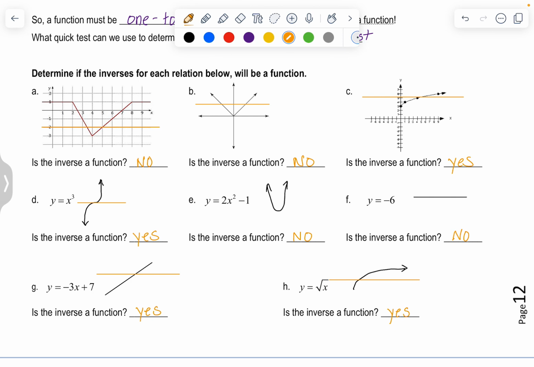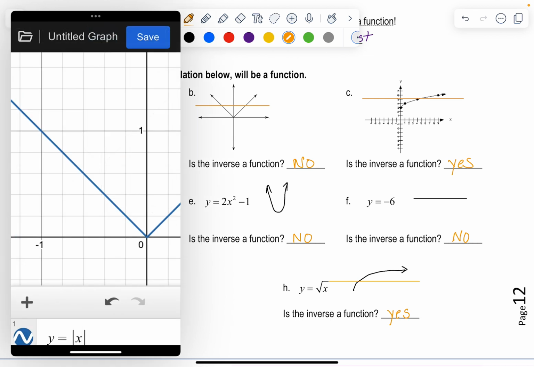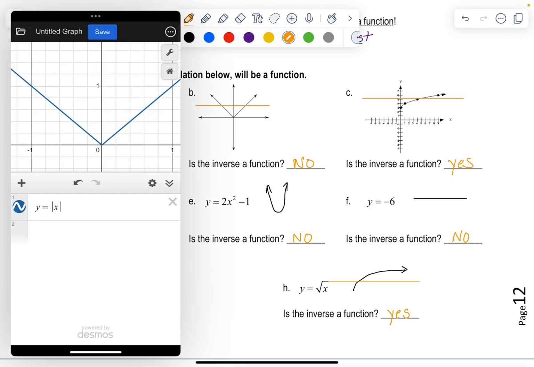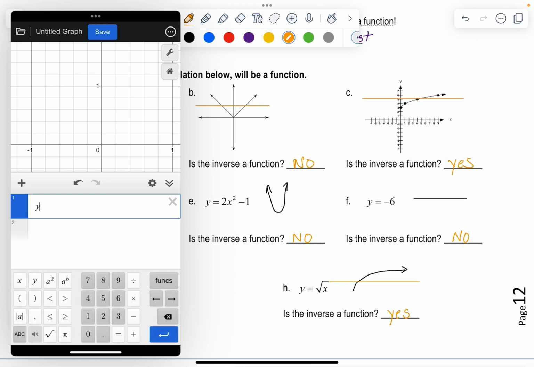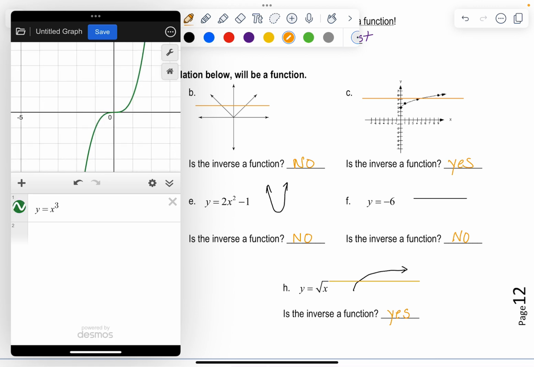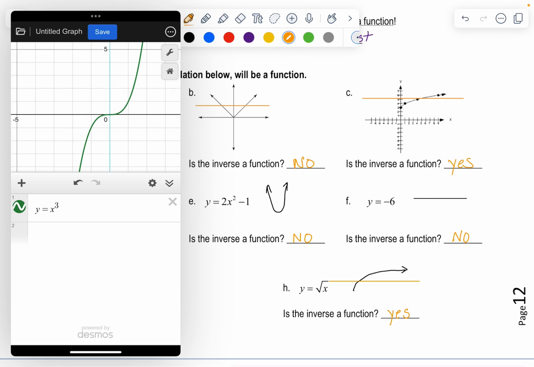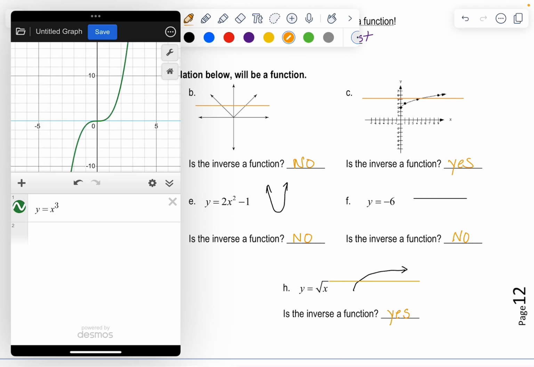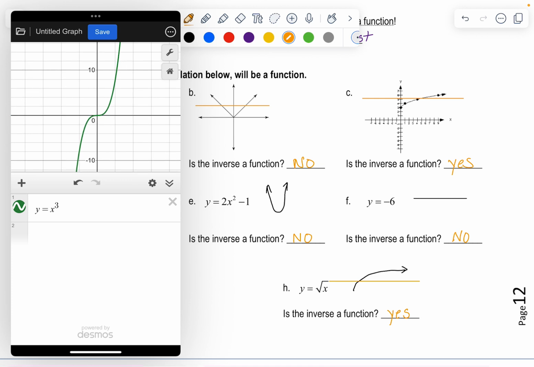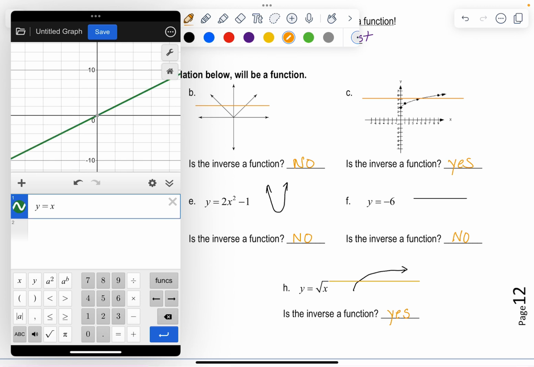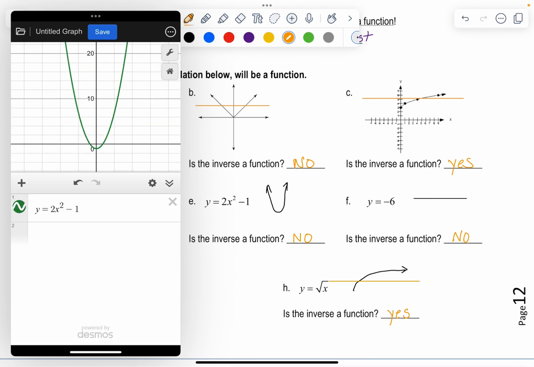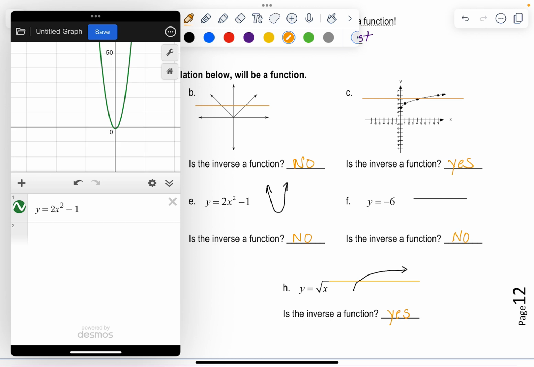And again, if you don't like just sketching the graph out by hand, the other thing you could have done is y equals x cubed, and then taken a look at the picture, and you could see, yes, that's going to pass the horizontal line test. Looks something like that. And then if I wanted to do the next one, y equals 2x squared minus 1, you would see that it fails the horizontal line test.